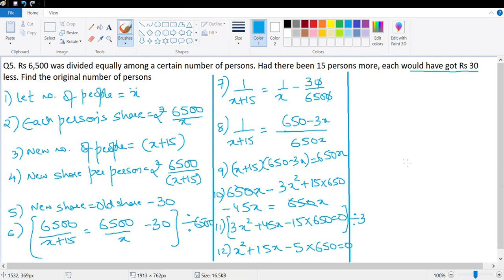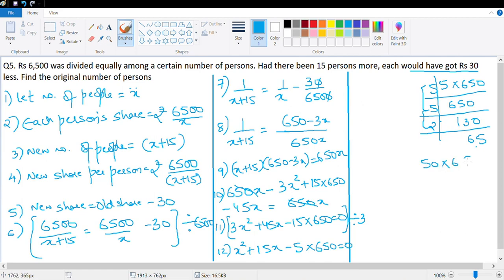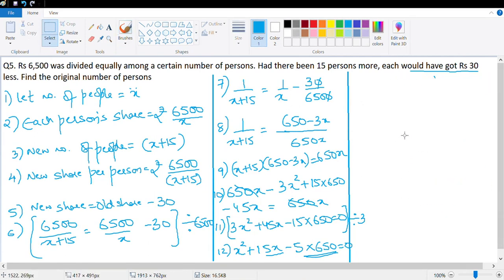Now I need to find factors of 5 into 650, the sum of which should be 15. Okay, so this is 5 into 650 and this gives me 5. This is 650. Let's divide it again by 5. Let's divide by 2. This will give me 65. So this is 25 into 50, 50 into 65. So 50 into 65 will give me this number, and I need a positive one, which means negative 50 multiplied with plus 65, and we know negative 50 plus 65 will also give us 15. So we can split 15 as negative 50 plus 65.